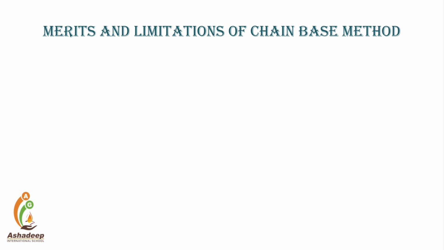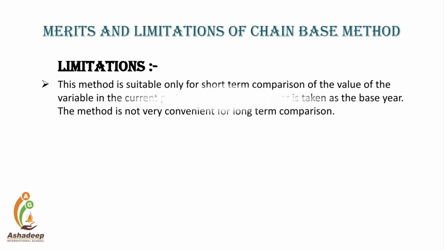Now just look at some limitations. The first limitation is that this method is suitable only for short-term comparison of the value of the variable in the current period, as the preceding year is taken as the base year. This method is not very convenient for long-term comparison. We have to take the preceding year as the base year, and each year the base year is going to change, so it is a little bit not comparable, and that is the reason we cannot use this for long-term comparison. This is suitable for short-term comparison but not long-term comparison.